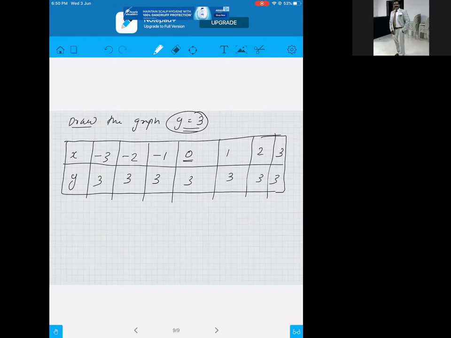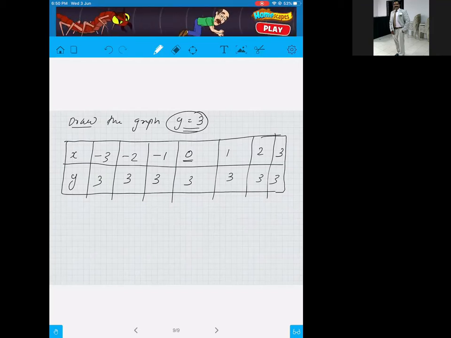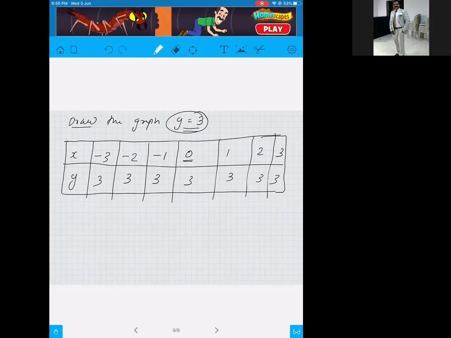So draw the graph y is equal to 3. When x is equal to minus 3, y is equal to 3, and when x is equal to minus 2, y is equal to 3, and when x is equal to minus 1, y is equal to 3. Then using these coordinates, we need to draw the graph. Can you try to draw the graph for this, please, using these coordinates?